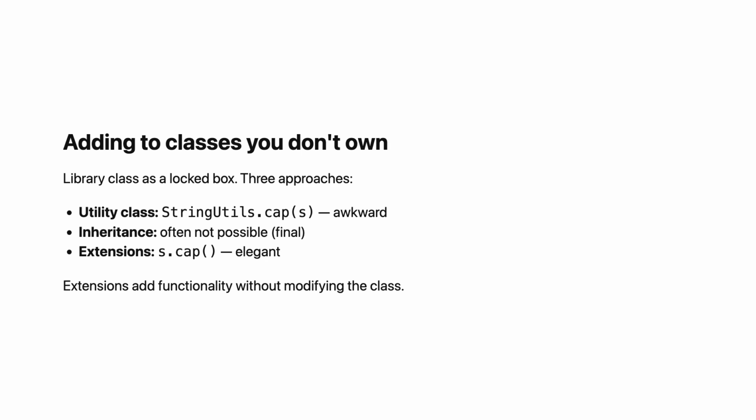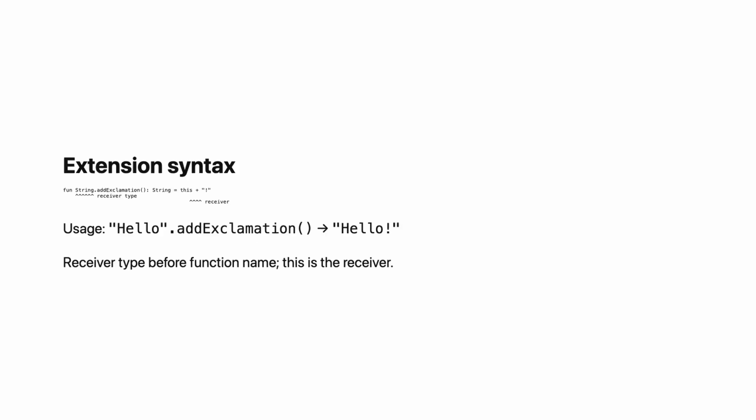Kotlin offers extension functions. You write a function that appears to be a method of the class, s.capitalize(). But you define it outside the class, no modification needed. Define an extension by specifying the receiver type before the function name: fun String.addExclamation(): String = this + "!"